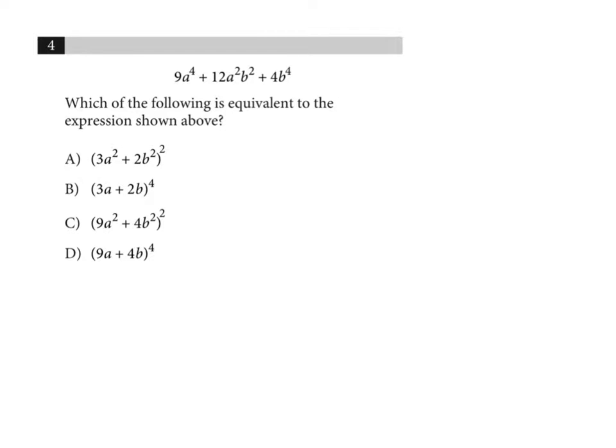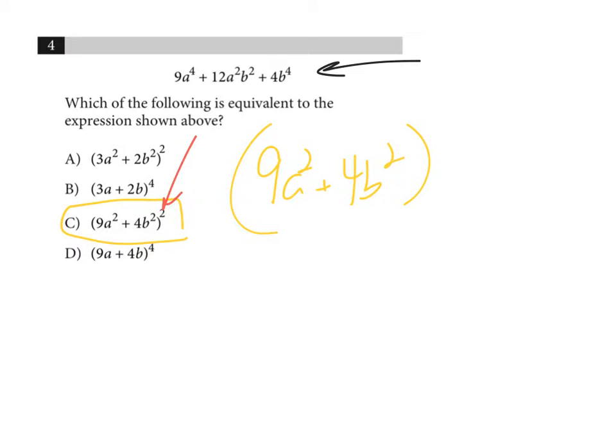Problem 4, which of the following is equivalent to the expression shown above? Now you could approach this question in one of two ways. You could try to factor this expression, or what you could do is take your answer choices, simplify them, and see which work. For example, let's say I think answer choice C is correct. Here I'm going to have 9a squared plus 4b squared, squared. What that means is to take 9a squared plus 4b squared and multiply it by itself.